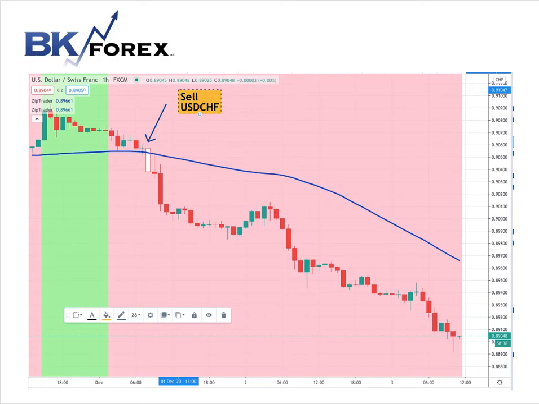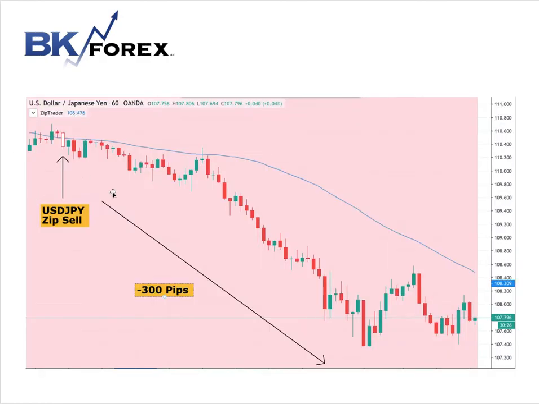And as you can see, it became a 300-point sell-off in dollar yen in this case. Now, I'll be the first to admit we didn't take the whole profit, but all the stars lined up for a very beautiful day as well as swing trade.